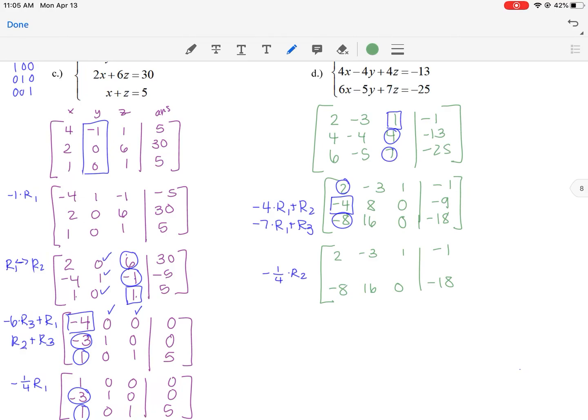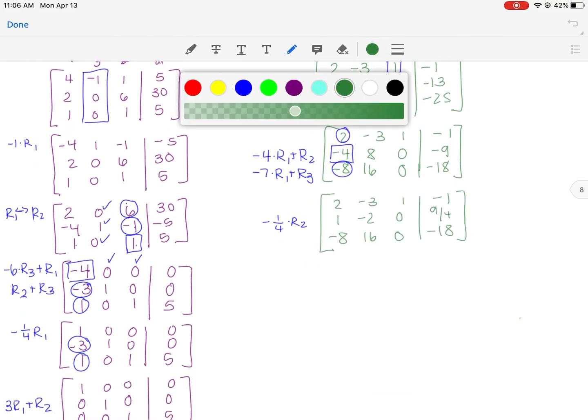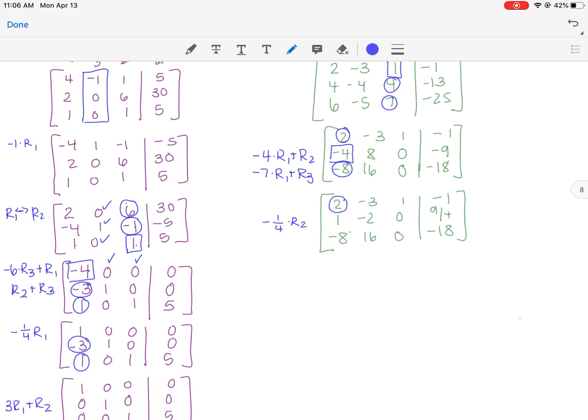So I haven't changed the first or the last row at all. But here, if I change this middle row, I end up with a 1, and then a -2, a 0, and then +9/4. Okay, now that I've done that, remember in this first row, I'm going to make these other two numbers a 0. So I'm going to do -2 times row 2 plus row 1, and I'm going to do +8 times row 2 plus row 3.